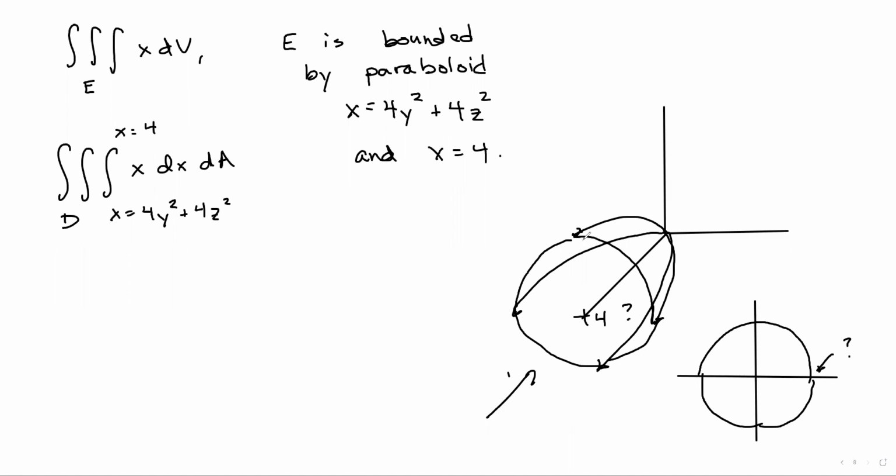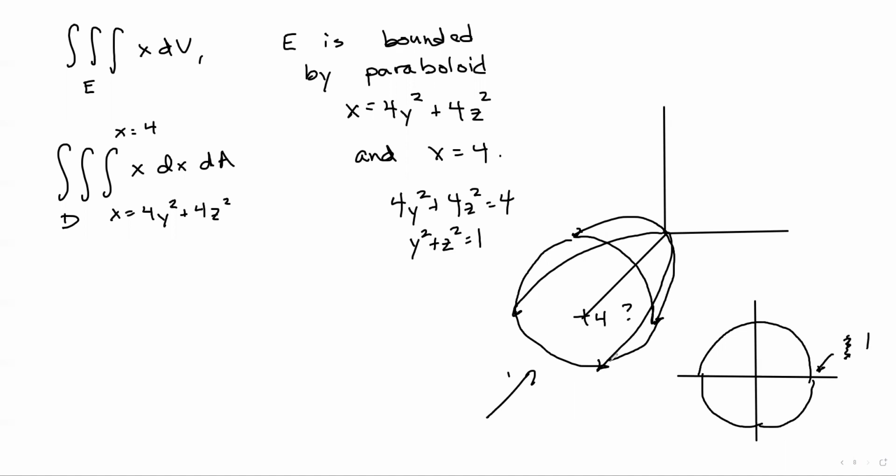Well, this circle, this curve, is where these two things intersect. And when things intersect, if you want to find how they intersect, you usually set them equal. So we can do 4y squared plus 4z squared equals 4. And then you get y squared plus z squared equals 1. And that tells us the radius here is 1.